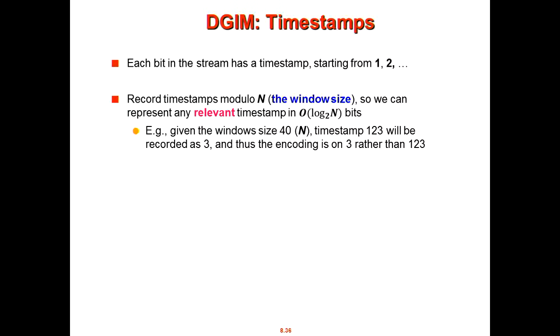And the time step will be used to record the start point of each block. For example, given the window size 40, time step 123 will be recorded as 3. So we do not use 123 to represent this time step, but we use 3. This can reduce the space cost significantly.